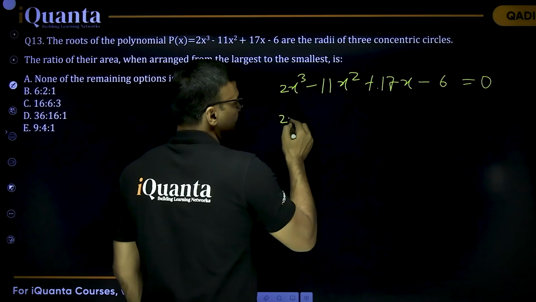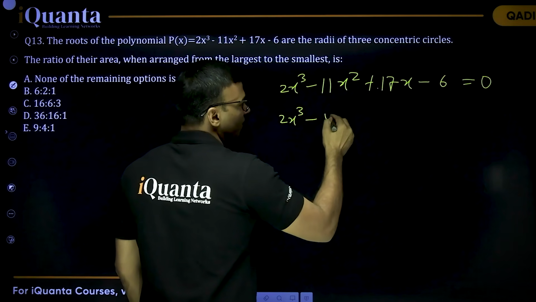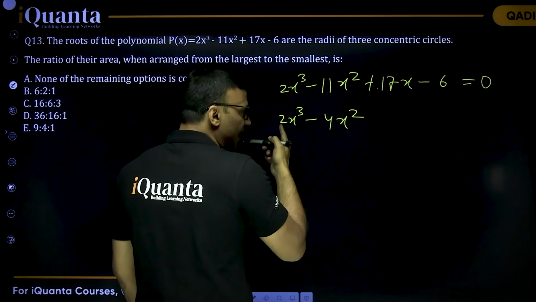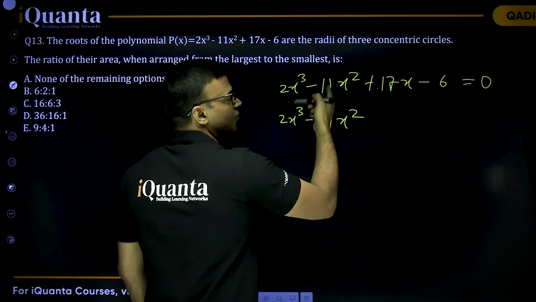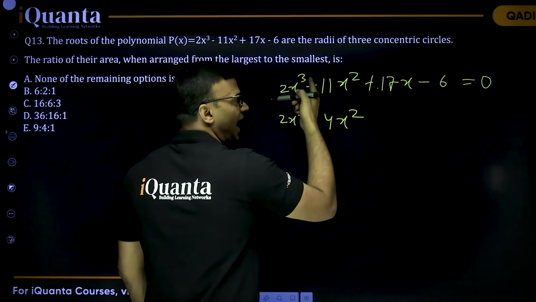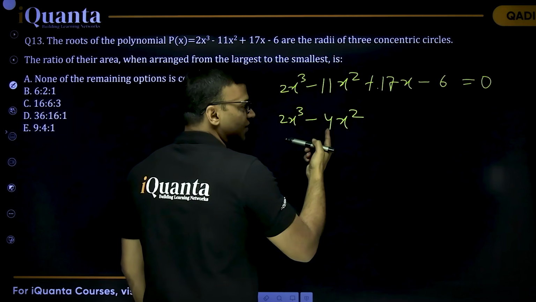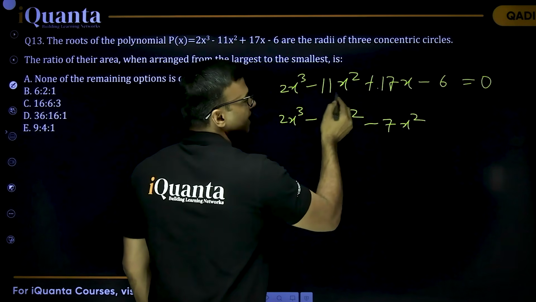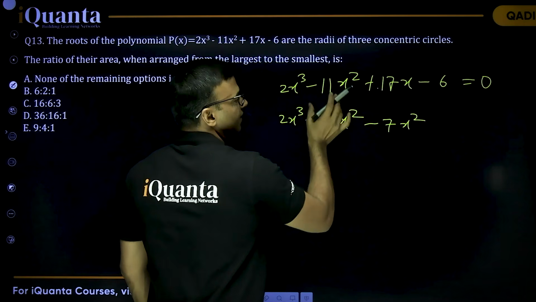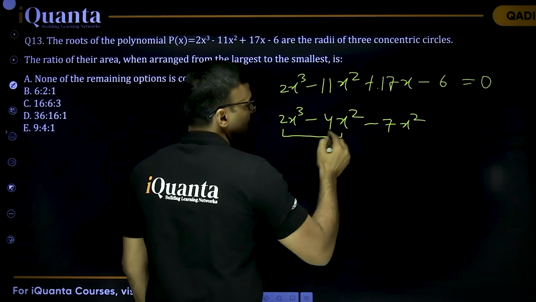Here we have 2x cube, so the next term should be 4x square, so that when I take out 2x square, I get x minus 2. Now here it was 11x square; out of that, I already have minus 4x square, so I only need minus 7x square. This value will remain the same, so I'm just splitting 11x square. So these two will give us x minus 2.